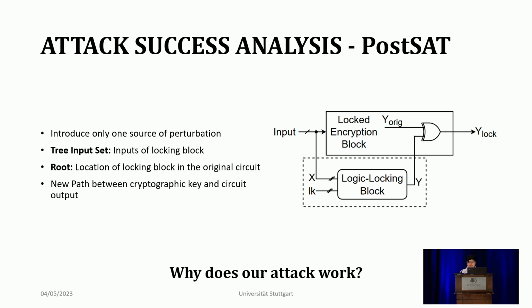So this creates basically new propagation paths between the cryptographic key and the circuit outputs through the logic locking block, which is not only cryptographically insecure, but also much smaller compared to the rest of our circuit. For example, LED has a size of around 67,000 gates, while a 64-bit anti-SAT logic locking would only add 67 gates to the circuit.